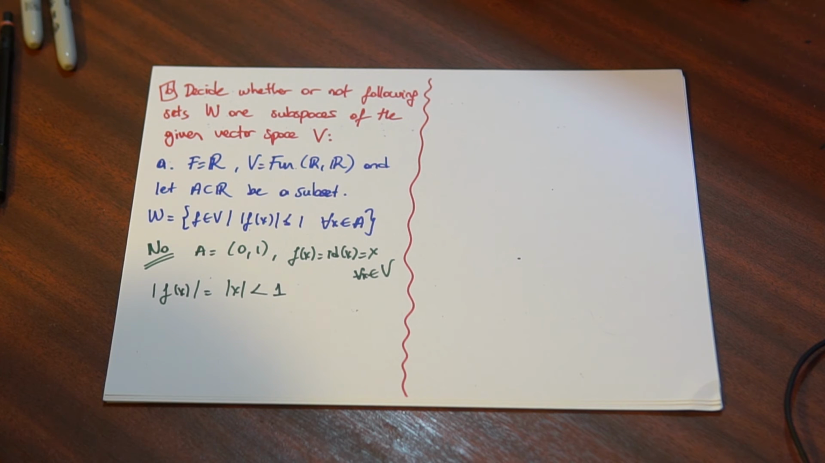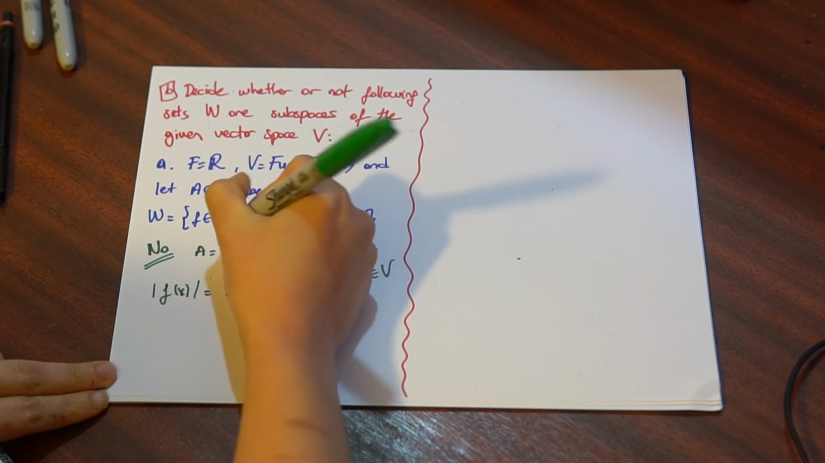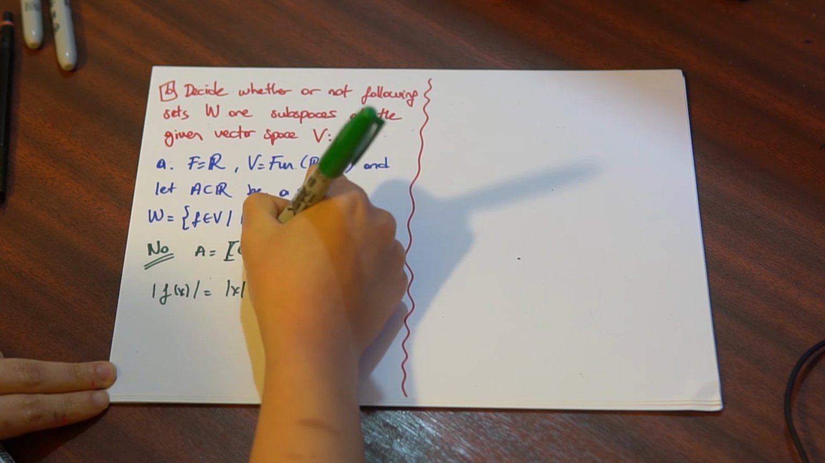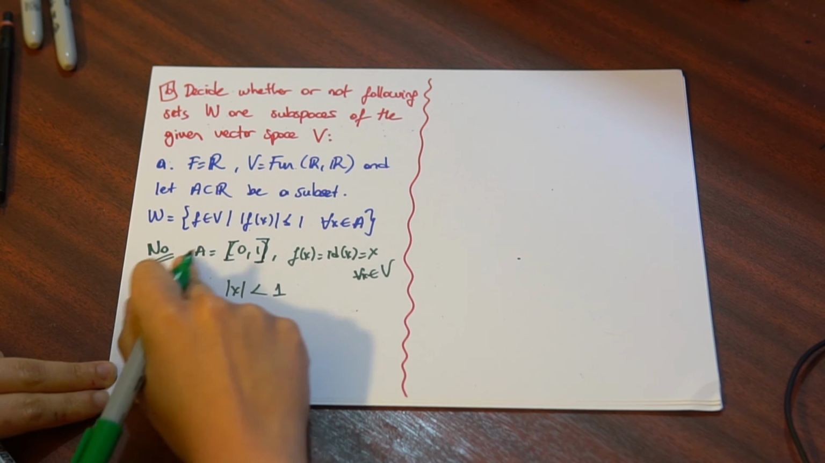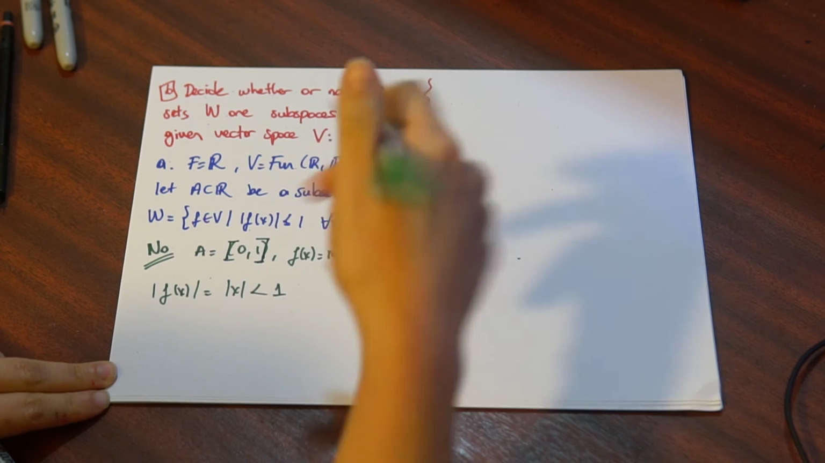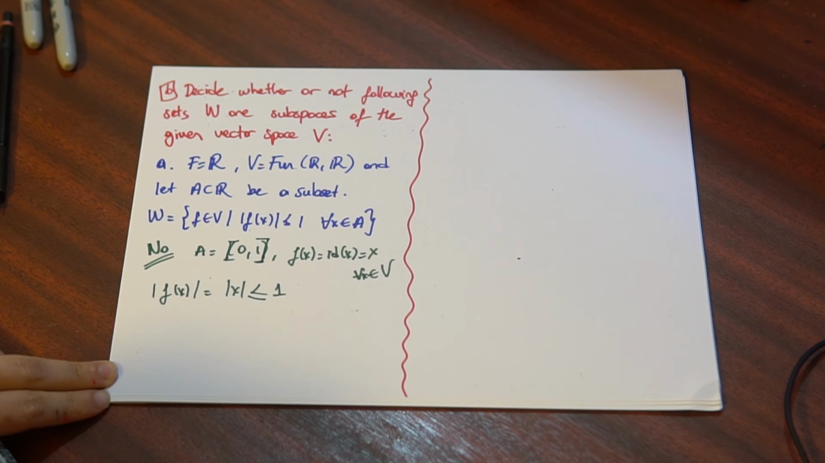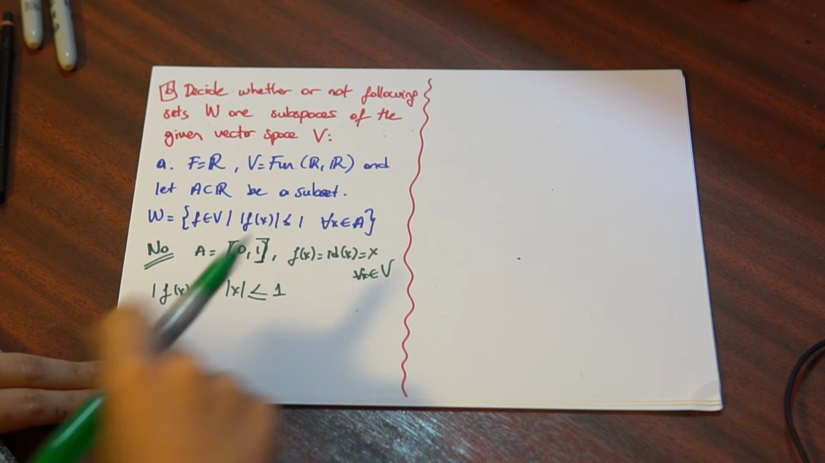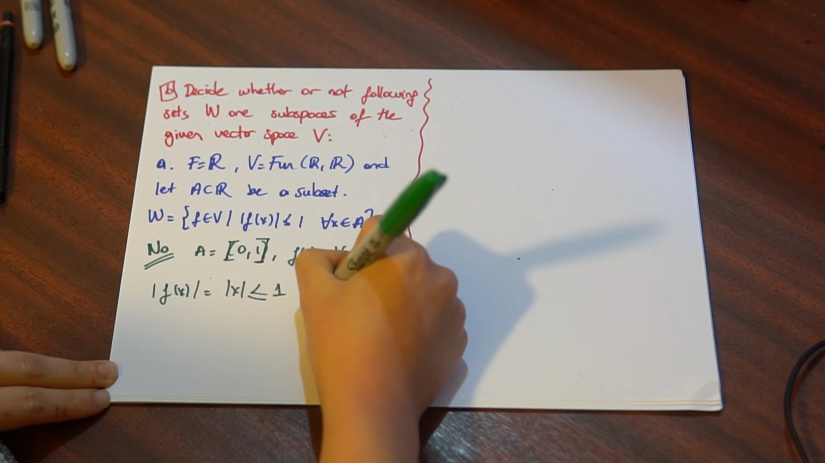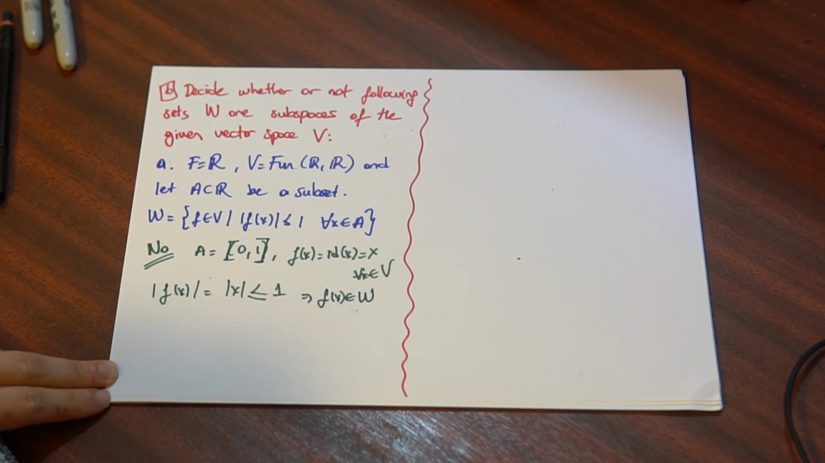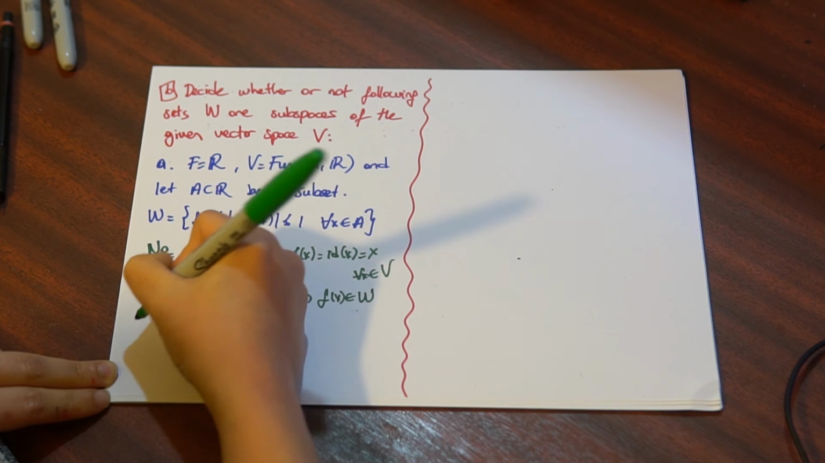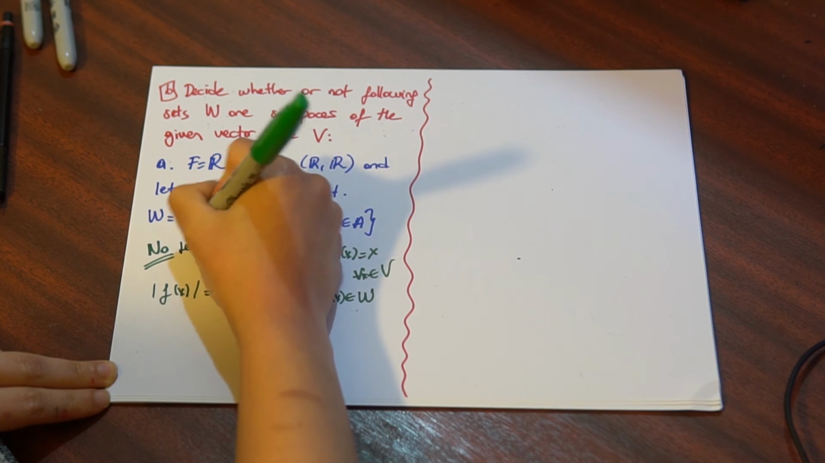Or let's say, we can also take this one as a closed interval. Let's take A as a closed interval 0 to 1. Then the absolute value of x is less than or equal to 1. So f(x) is in W.